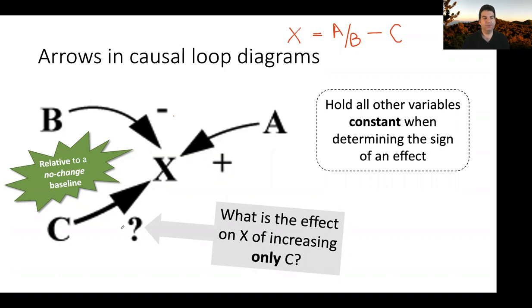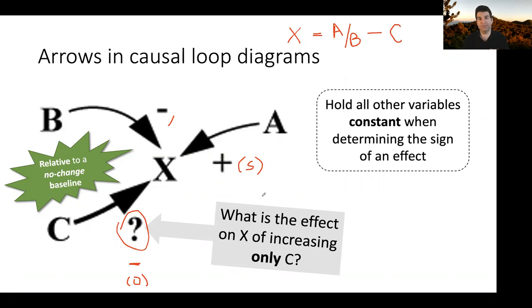Then what do I put over here? I have to look at this expression and say, if I increase C, that's going to subtract more from the baseline case. The baseline case was C being the value it was, and if I increase C, that subtracts more from that baseline. So that's going to have a decrease on X. That suggests I should do a minus here, or label this with opposite, and I could label this one with same. That would be the alternative way to label these things.